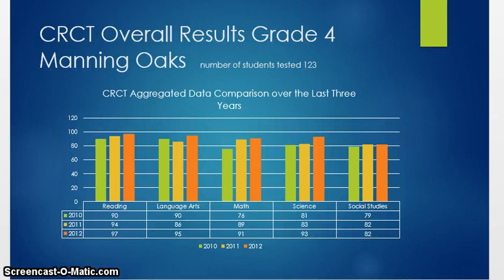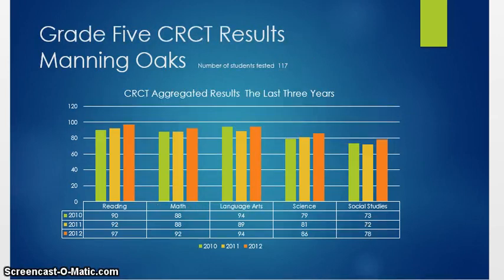Looking at grade 5 CRCT, 117 students were tested, and these are the aggregated results for the last 3 years. Reading is again a strength in 5th grade as compared to 3rd and 4th, with 90% of students meeting or exceeding, increasing the following year to 92%, and then to 97% last year. Math made small gains. They remained on a steady trend for 2 years and increased 4%.